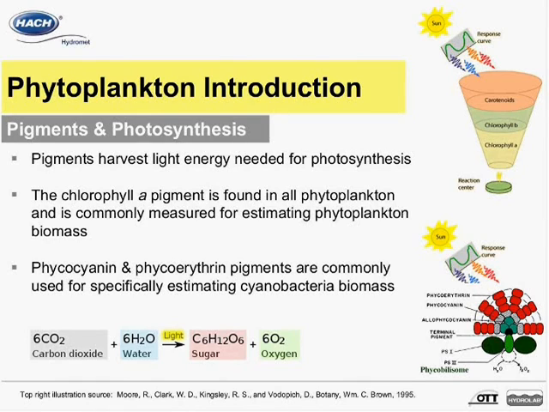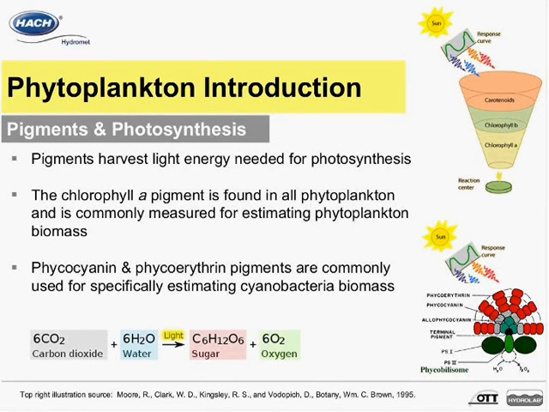The pigments within plants and phytoplankton provide a vital function by absorbing the light energy used for photosynthesis. In this process, light energy from the sun drives a reaction where carbon dioxide and water are converted into sugars, with oxygen given off as a reaction byproduct. The actual photosynthesis reaction is illustrated on the bottom of the slide, while the graphics on the right illustrate the light harvesting process for green algae, shown in the top right, and cyanobacteria, shown on the bottom right.